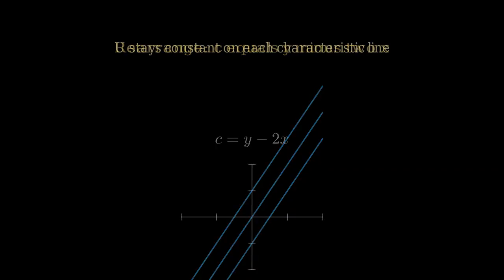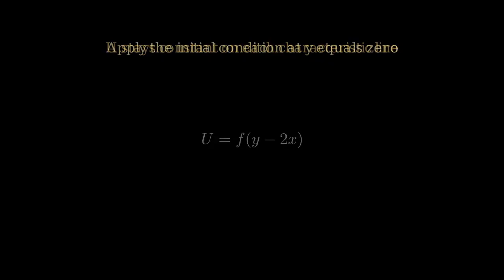Now here is the key fact about the method of characteristics. Along each one of these lines, the solution u does not change. In other words, u only depends on which characteristic line we are on, which means u is really just some function of the constant c, that is, of the quantity y minus 2x. To find exactly what that function is, we use our starting information.